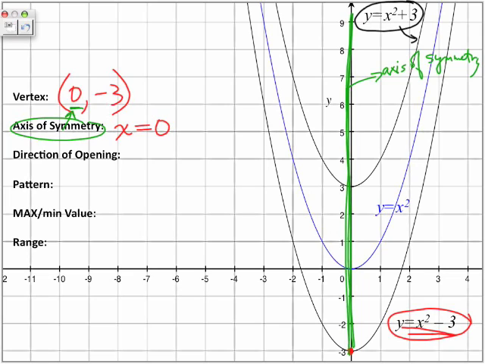The direction of the opening, obviously, is up. Why? Because our a value is positive. What is the pattern? Because the value of a is 1, the pattern is 1, 3, 5. Let's test this out. Let's go down here to the vertex, move to the right 1, up 1. To the right 1, up 3. To the right 1, up 5. So here is the 1, 3, 5 pattern.